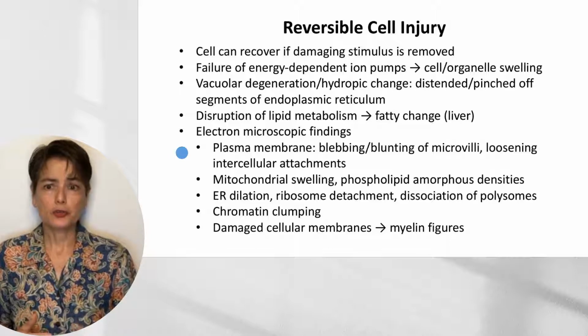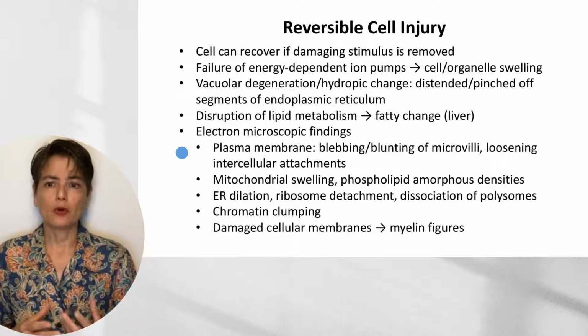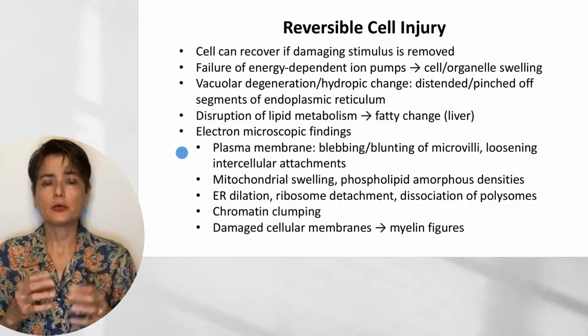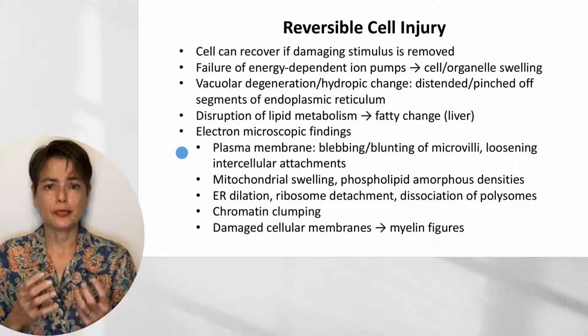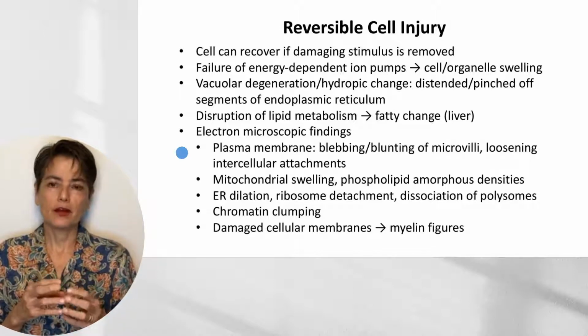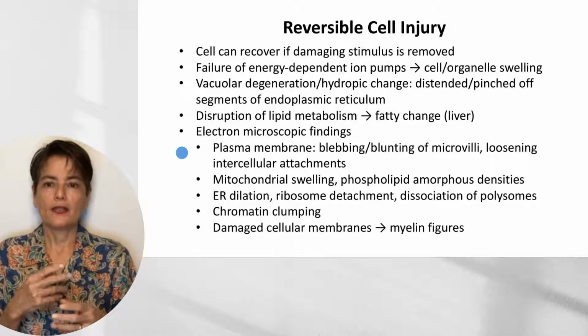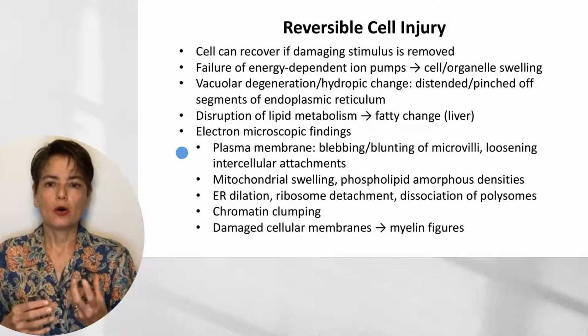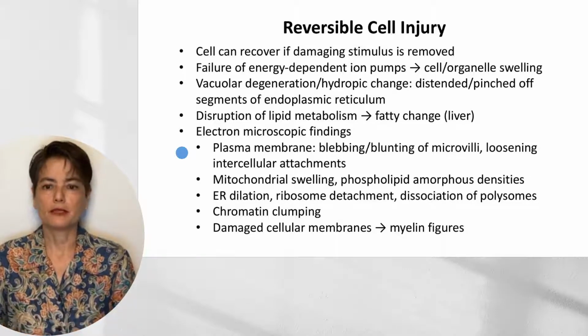The mitochondria will swell, and we'll see these phospholipid amorphous densities due to damage to those membranes. The endoplasmic reticulum can dilate with detachment of ribosomes and dissociation of polysomes. The chromatin will lose its typical structure and begin to clump, and with damaged cell membranes, the phospholipids can form something that looks like myelin, so they're referred to as myelin figures.